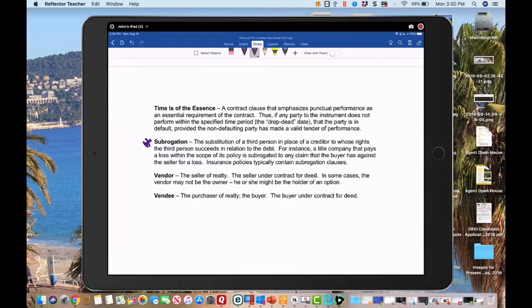And then let's drop down to subrogation. What is subrogation? Subrogation is the substitution of a third person in place of a creditor to whose rights the third person succeeds in relation to the debt. Now, don't let that confuse you. Write this down or put this in your memory bank.